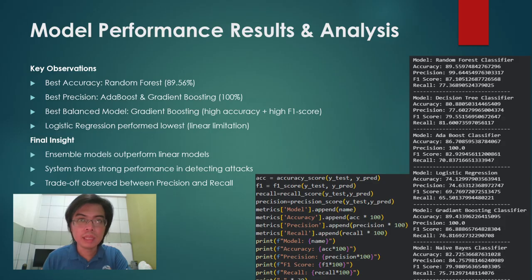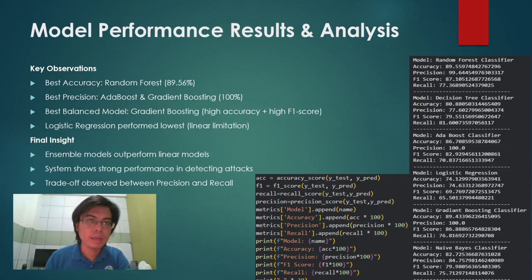So here, we analyze the performance of all machine learning models used in the system. From the results, we can see that random forest achieved the highest accuracy of around 89.56%, making it one of the best performing models. However, gradient boosting also performed very strongly with 89.40% accuracy and a very high precision of 100%. AdaBoost also achieved perfect precision, but its recall was lower, meaning it missed some actual attacks.